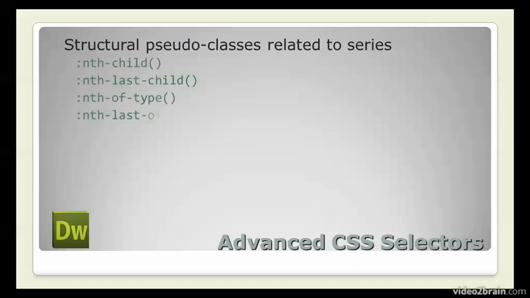4 new pseudo classes. nth-child looks for a child element within a parent in a particular position in the series. nth-last-child counts from the end of the parent element. nth-of-type looks for a particular type of element within the parent, so you might be looking just for paragraphs or just for list items or table rows. And nth-last-of-type counts from the end.